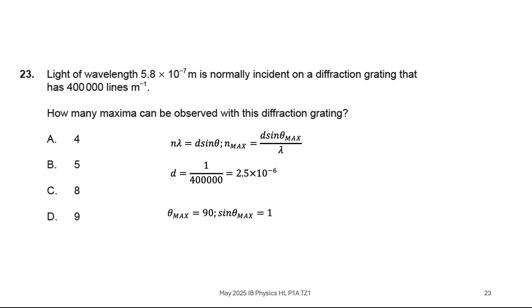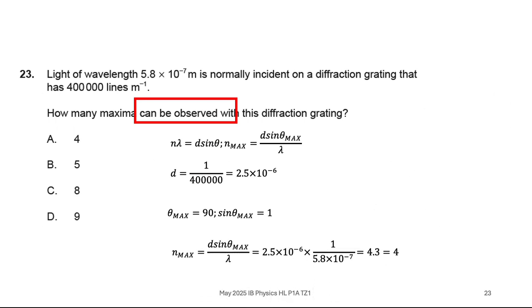We also need to think about theta. The maximum theta for diffraction is going to be 90 degrees, because anything beyond that is somehow going back on ourselves, and that doesn't happen. So we're going to put in theta equal to 90, sine theta maximum is equal to 1. And using those two numbers, we're then going to think about what we can observe. So we'll calculate n max.